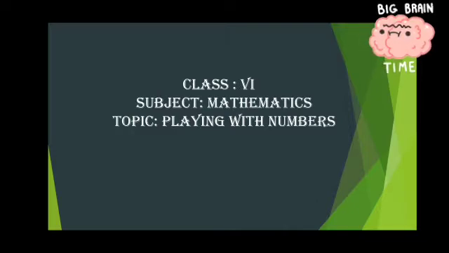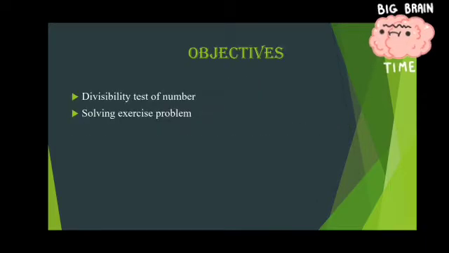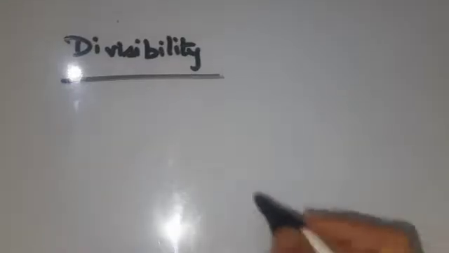In the previous video we did an activity called the Sieve of Eratosthenes, and you got to know what is meant by a prime number and a composite number by solving the table. Also you got to know the divisibility test for numbers. In today's session, we will be continuing with the divisibility test of numbers and we will be solving the exercise problem. Now let's move on to the session.